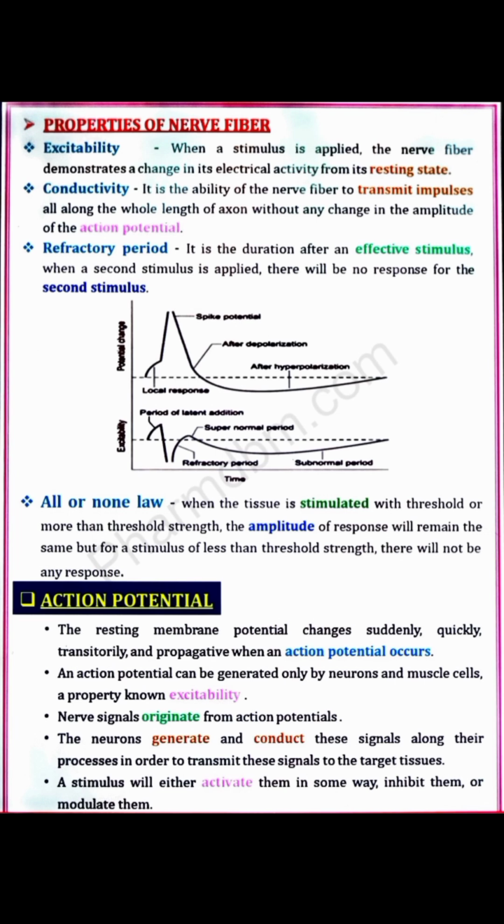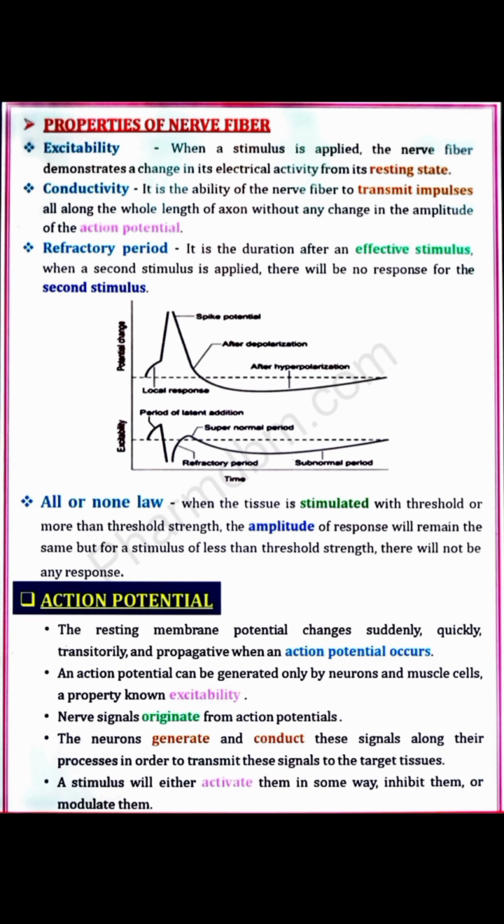Properties of nerve fiber involve excitability, conductivity, refractory period, and all or none law. Excitability: when a stimulus is applied, the nerve fiber demonstrates a change in its electrical activity from its resting state. Conductivity: it is the ability of the nerve fiber to transmit impulses all along the whole of the axon without any change in the amplitude of the action potential.